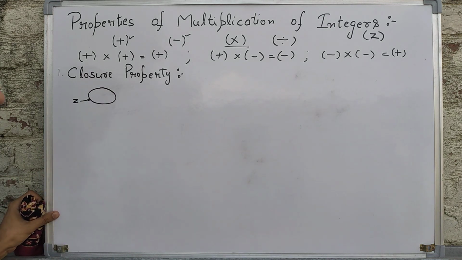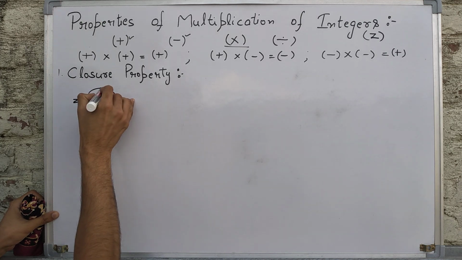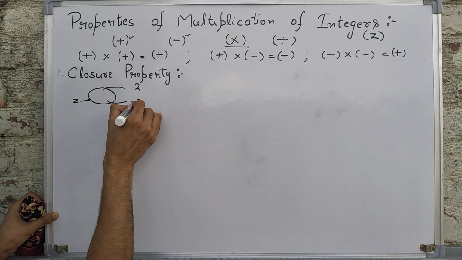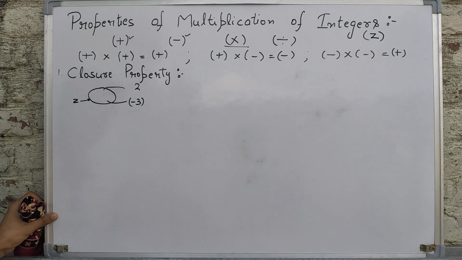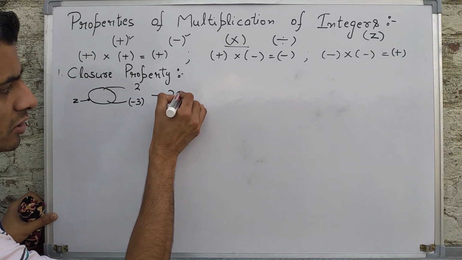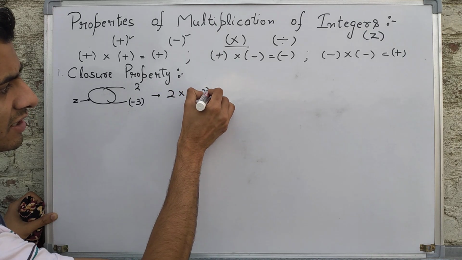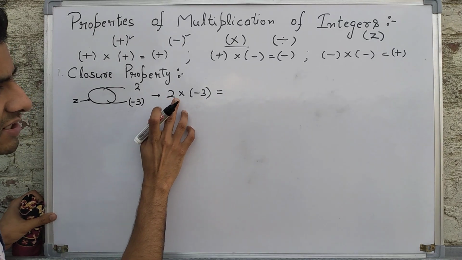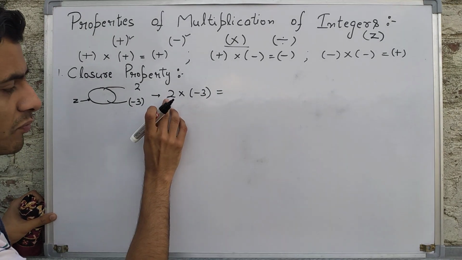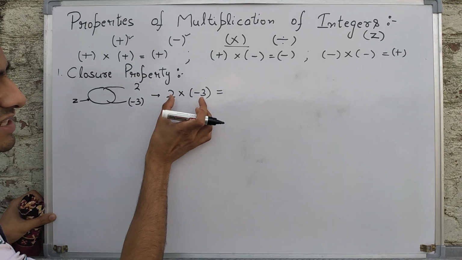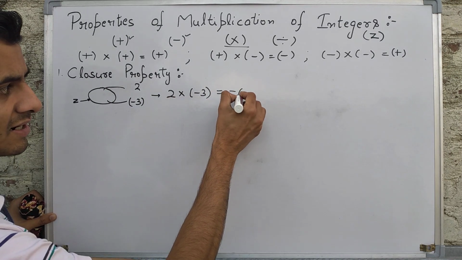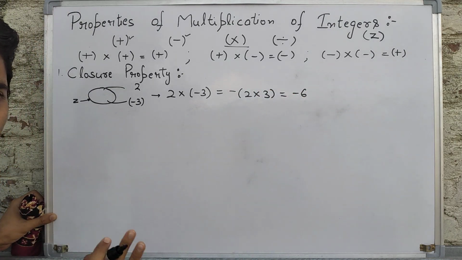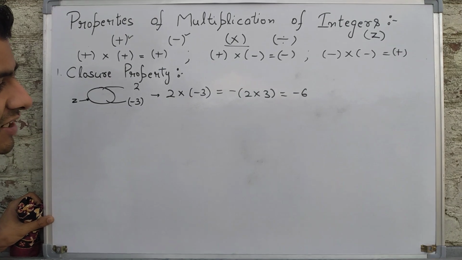Out of this set of integers, I am taking any two integers. Suppose I have taken one is 2 and one is negative 3. And then I try to multiply it. 2 into negative 3. One integer is positive, one integer is negative. If you multiply a positive and a negative integer, just multiply the numbers and place a negative sign. This we have already discussed.